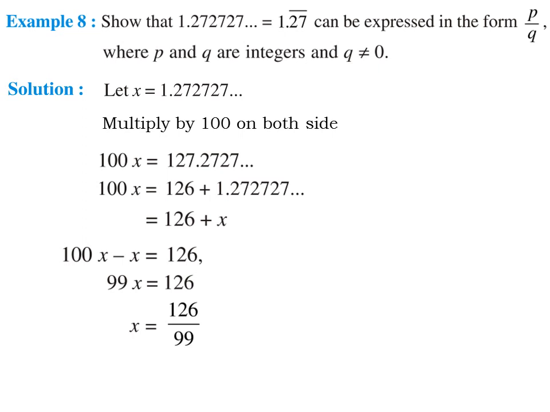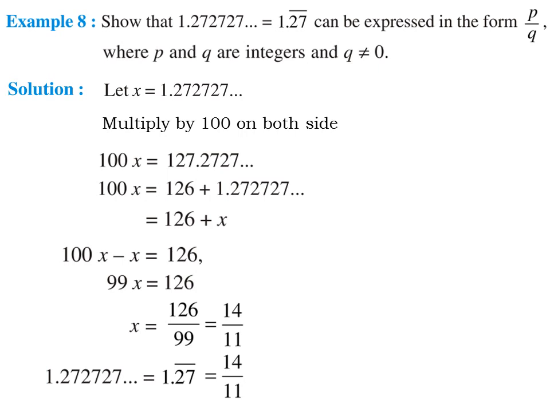So here we know 1 is a factor, and 9 is common for both numbers, the numerator and denominator. So after simplifying, I will get 14 by 11. This is the simplest form of P by Q, and it is 14 by 11. So you can say 1.272727 infinite times, or 1.27 bar, can be represented by 14 by 11. I hope you will understand this concept.